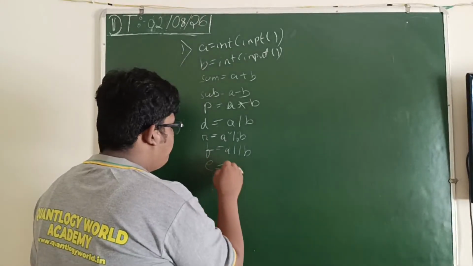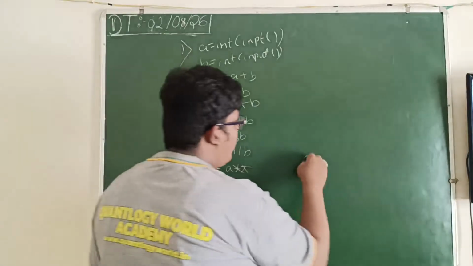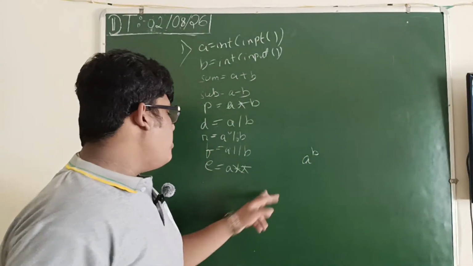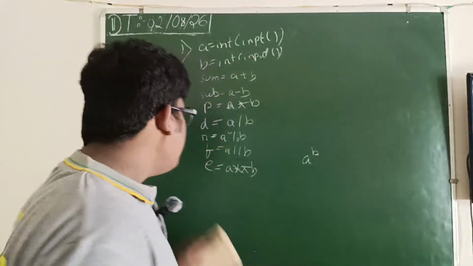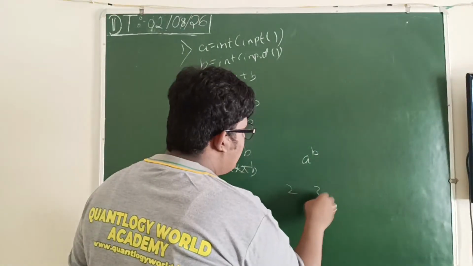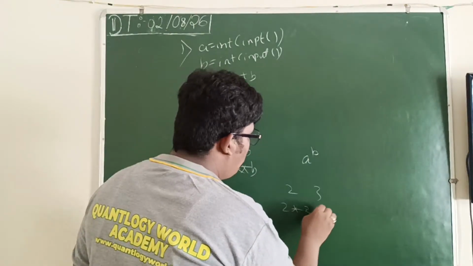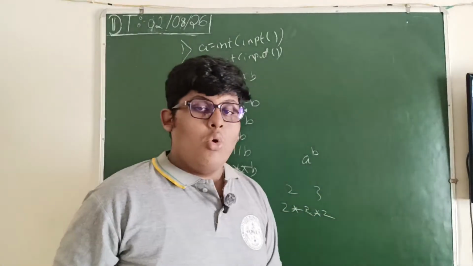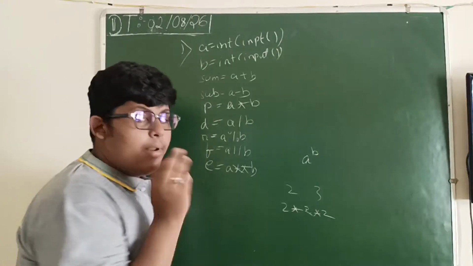Next is exponent, a double asterisk b. That means a to the power b. We can write, for example, a is 2 and b is 3, like this: 2 asterisk 2 asterisk 2. But if the power is 100, we cannot write it 100 times. So this is the best method, a double asterisk b.